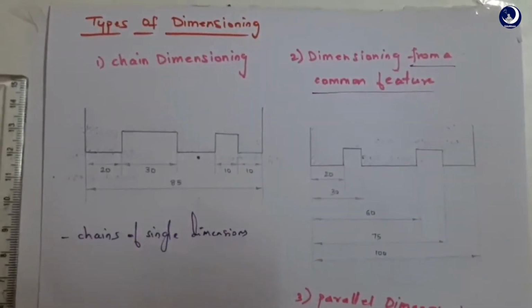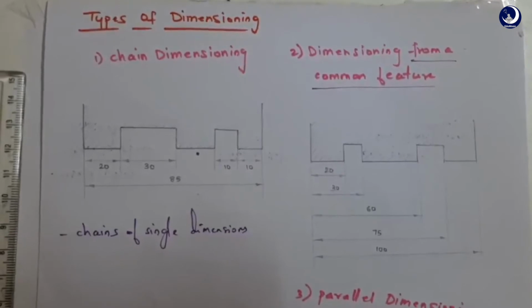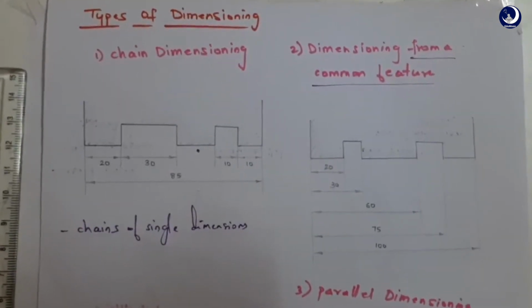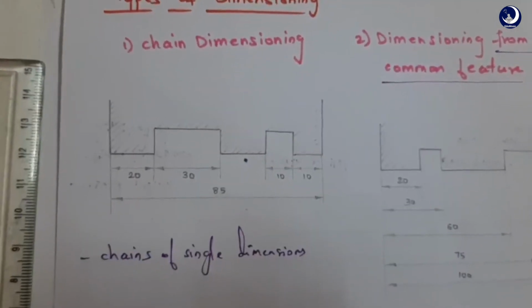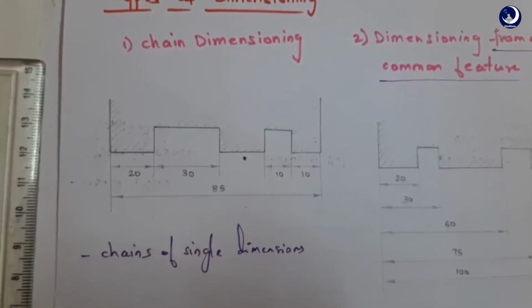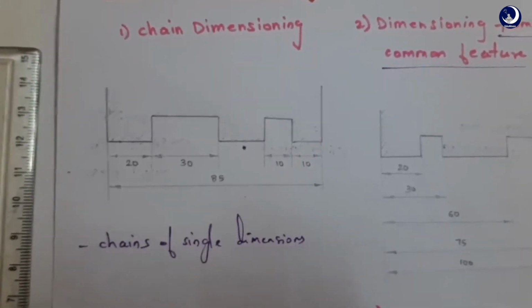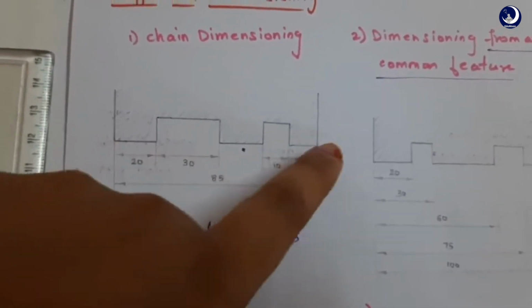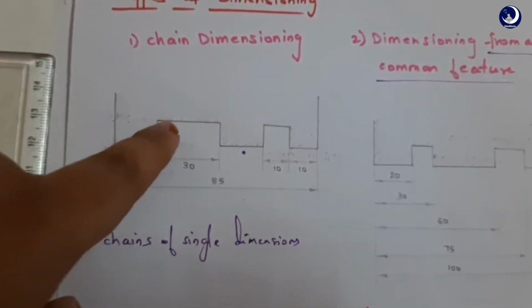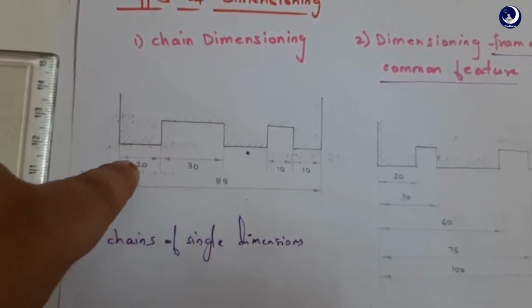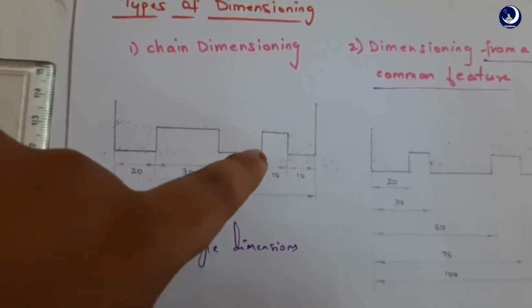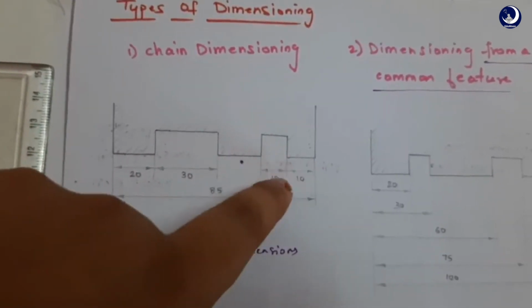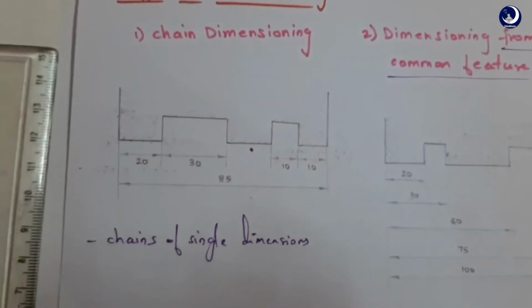Next, let us take a look at types of dimensioning. First one, chain dimensioning. In chain dimensioning, chains of single dimensions are drawn. In this example, the total length is 85 and then each of the parts of the given object is also dimensioned.